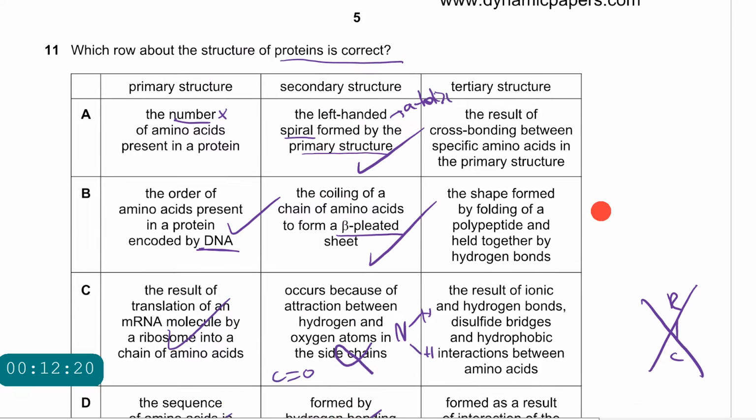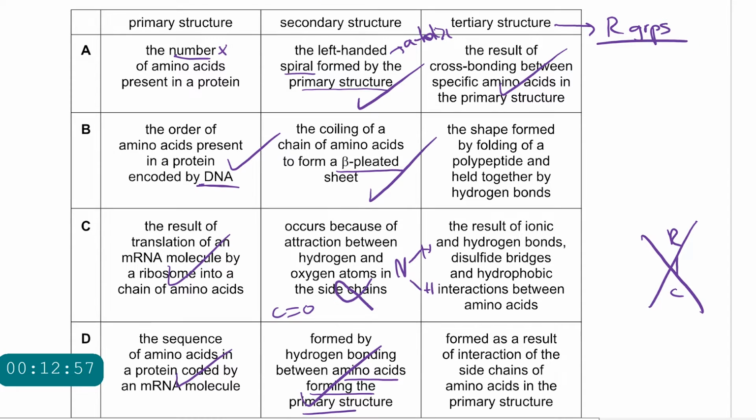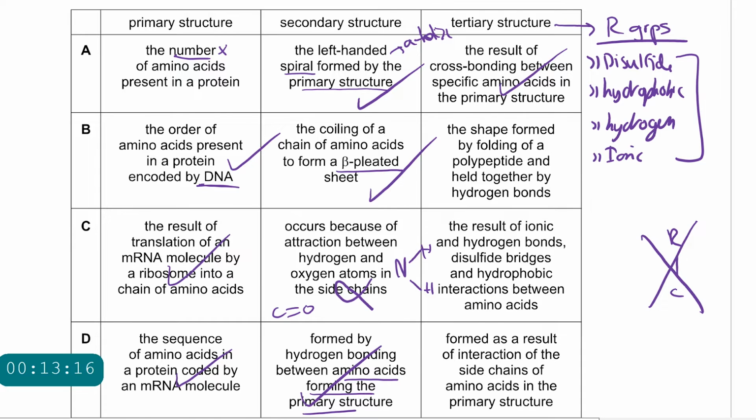This is definitely correct. Tertiary structure, the result of cross-bonding between specific amino acids in the primary structure. Obviously, this is correct. Tertiary structure actually includes bonds formed between the R groups. The first type of bond being disulfide and hydrophobic, hydrogen, and ionic. And same goes for also quaternary structure.